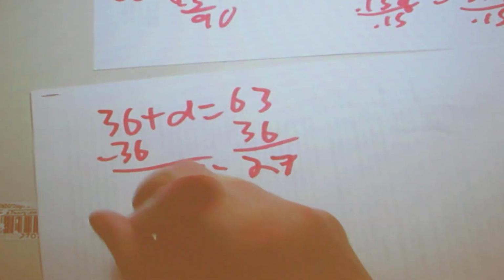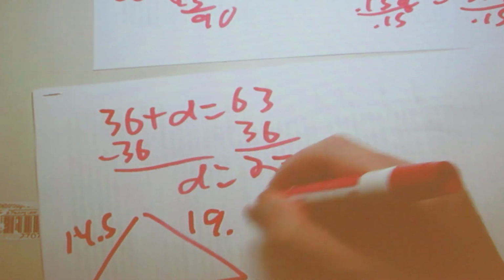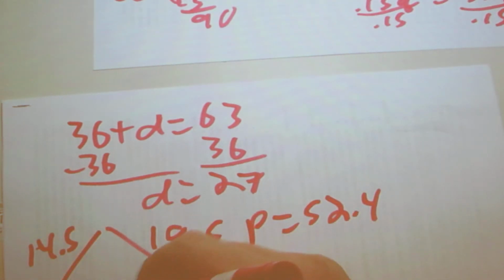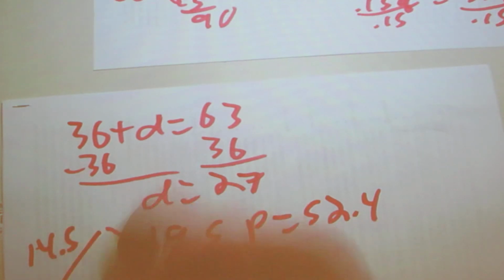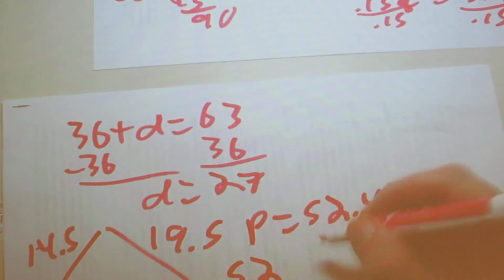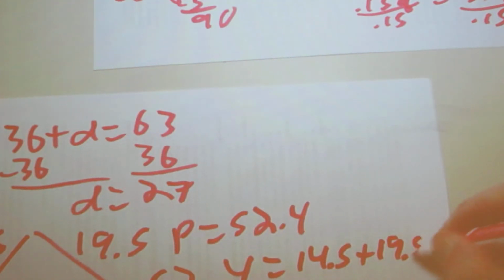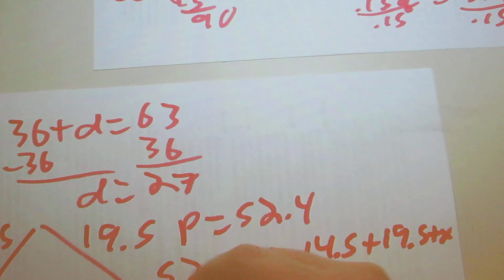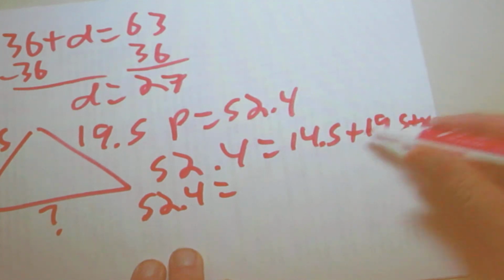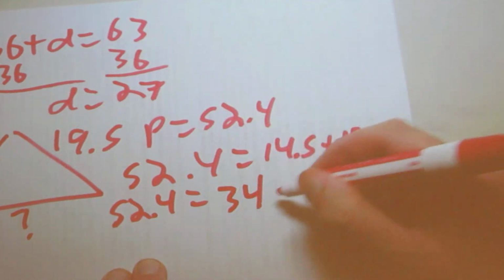Next, we're given a triangle, and let's say one side is 14.5, another side is 19.5. Perimeter equals 52.4, so find the third side. The 3 sides together add up to 52.4, so we can say 52.4 equals 14.5 plus 19.5 plus X. 14.5 plus 19.5 equals 34.0.